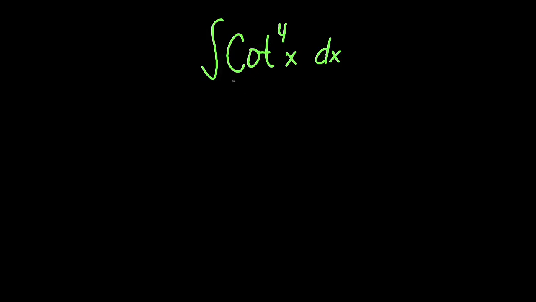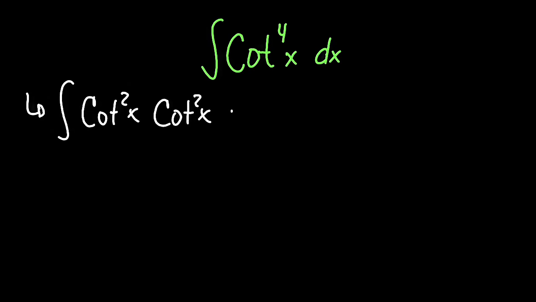Let us evaluate the integral of cotangent to the power 4 of x. When dealing with an integral of cotangent, you would first need to factor out a cotangent squared of x. Let's say this is the factored out cotangent squared of x, and the next step would be to transform this one into its trigonometric identity, which would be cotangent squared of x is equal to cosecant squared of x minus 1.